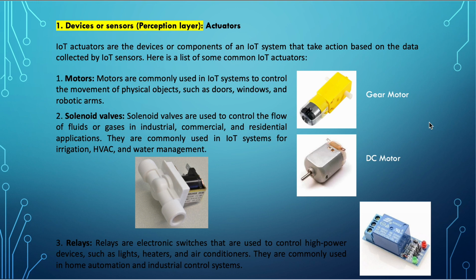So the main component, or the main actuator that we can talk about at any point is the motor. So the first example will be motors. Motors are commonly used in IoT devices to control the movement of physical objects such as doors, windows, and robotic arms. Right, we have two examples here. This is a gear motor, and the other one is a DC motor.